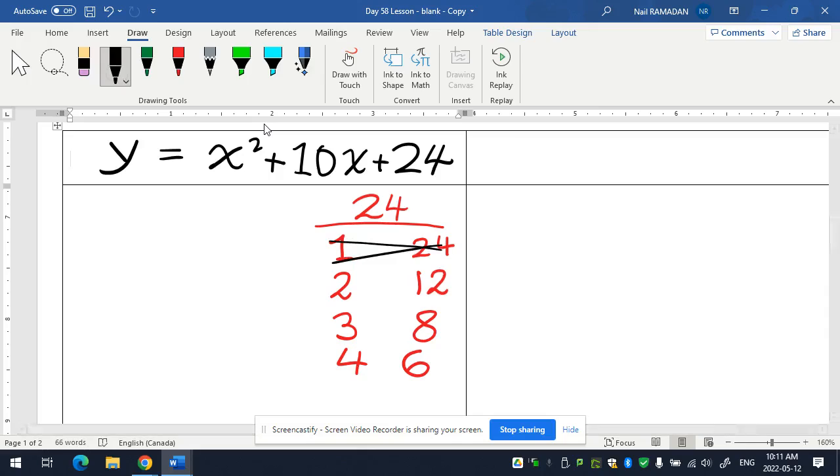How about 2 and 12? Nope. If you add them, you get 14. If you subtract them, you get what? Whoa. Hold on. So that means what?